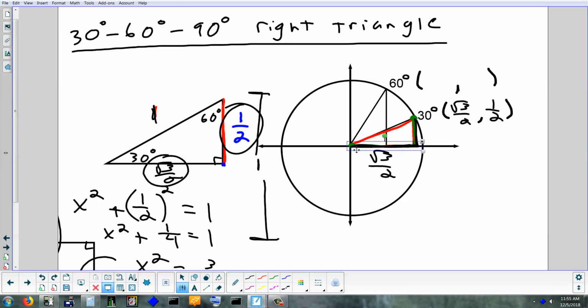So what does that mean? What happens to your x and y values? They just switch. So 1/2, root 3 over 2. And that's the coordinate for 60. So the short side is right there. That gets the 1/2. The long side, the tall side is the y. And that gets the big number, square root 3 over 2. Any questions on those 2 coordinates?